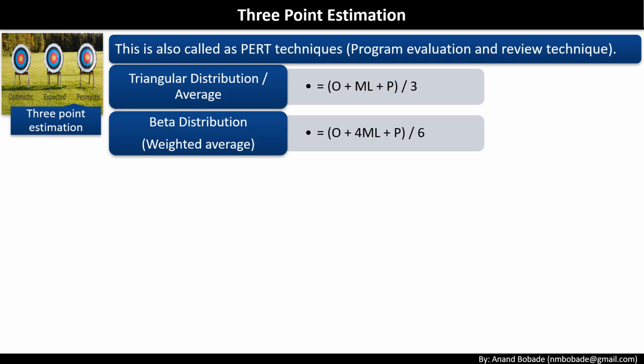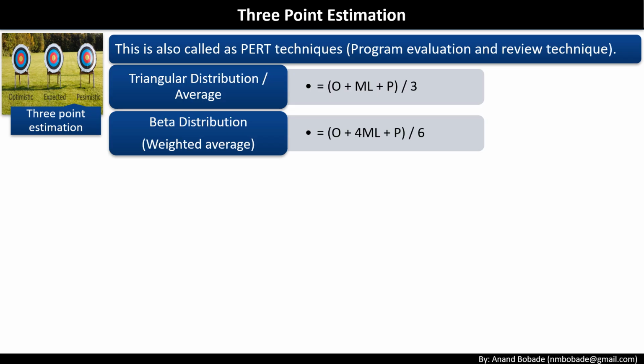We have two main ways to calculate our final estimate. Triangular distribution. This is the simple average. We just add up our three estimates, optimistic, most likely, and pessimistic, and divide by 3. The formula looks like this: (O + M + P) / 3. It gives equal weight to all three scenarios.